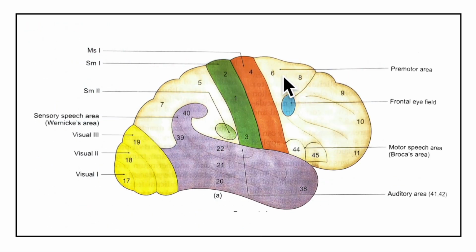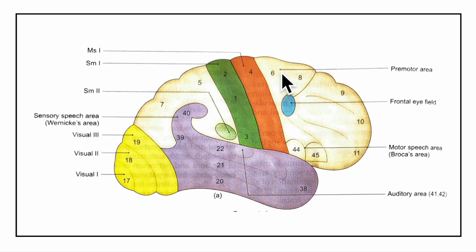Next let's move on to area number 6, that is the premotor area. Its location is anterior to the motor area in the superolateral as well as the medial surface of the cerebral hemisphere. It lies posterior to the superior, middle and inferior frontal gyrus right here. Now what are its functions? It programs skilled motor activity. It directs the primary motor area in its execution, and the primary motor area and premotor area together is known as the primary somatomotor area.